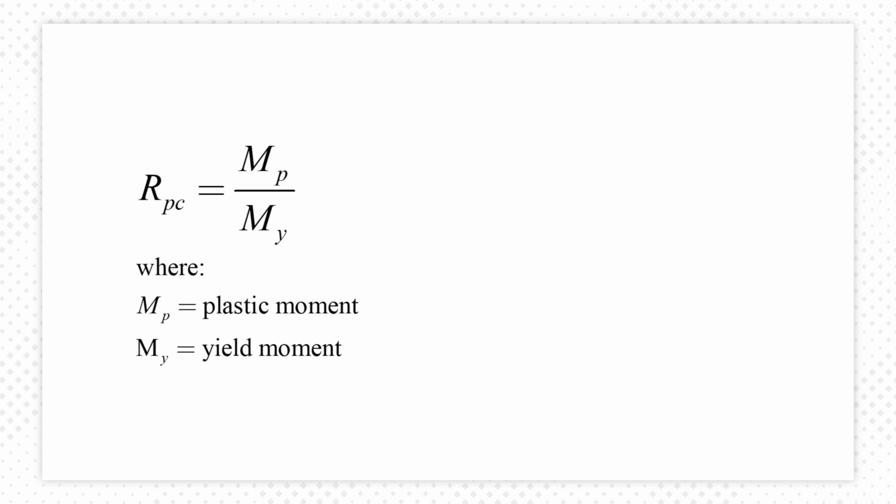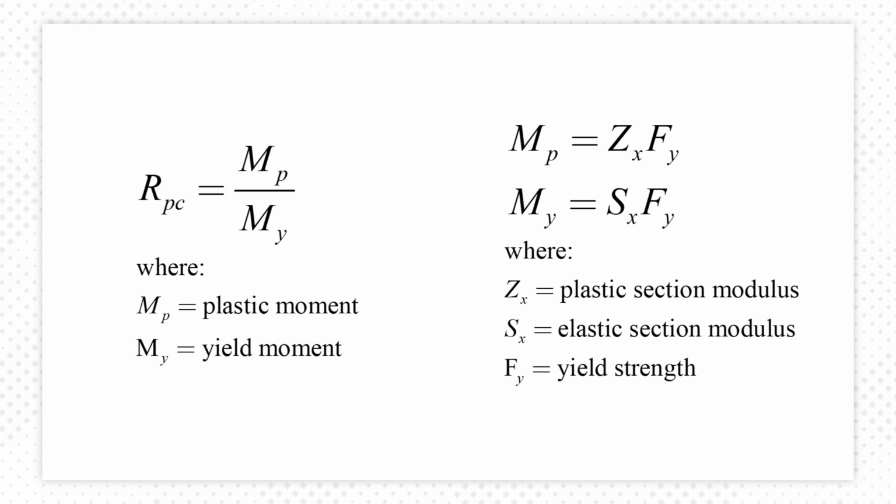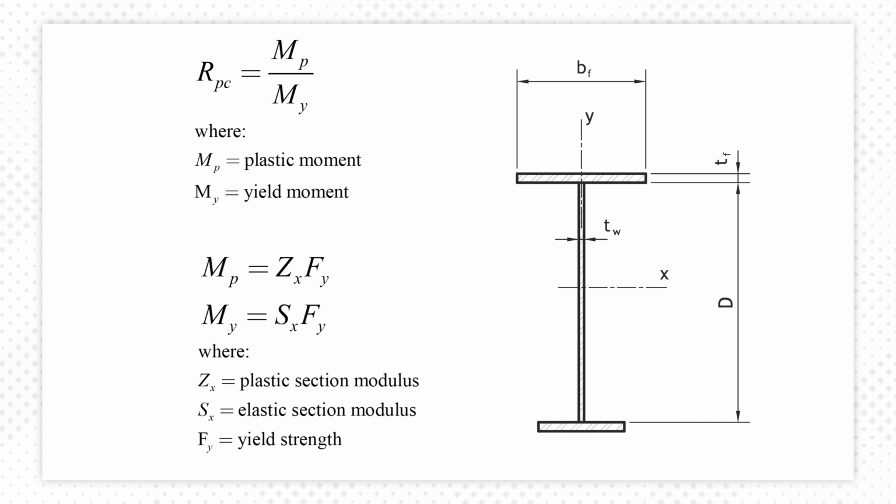The web plastification factor is the ratio of the plastic moment, M sub p, to the yield moment, M sub y. In their most simple form, for a non-composite beam, M sub p equals the plastic section modulus times the yield strength, and M sub y equals the elastic section modulus times the same. When flexural members are not symmetric about the horizontal axis, we consider the tension and compression areas independently and use subscripts of T and C to denote this in the equations.